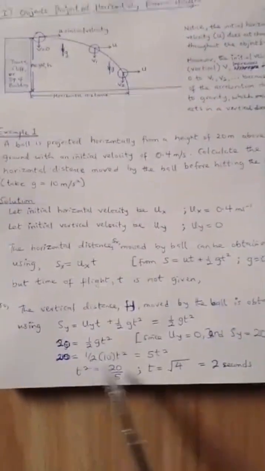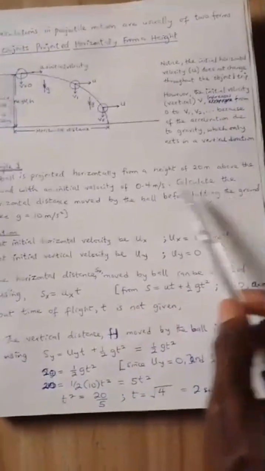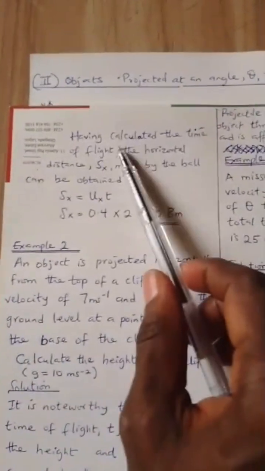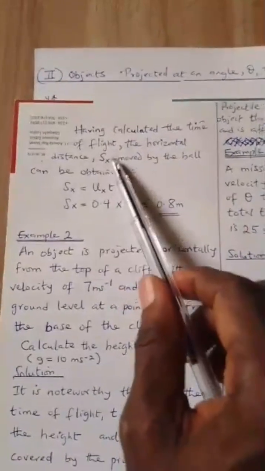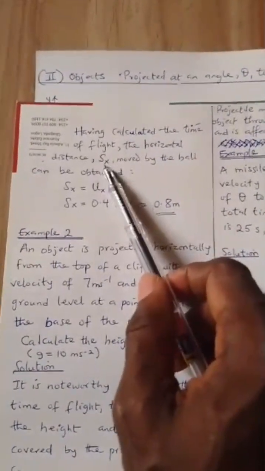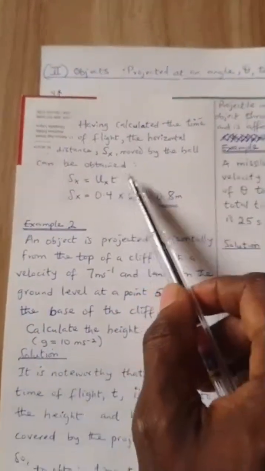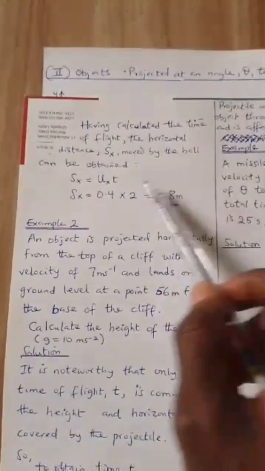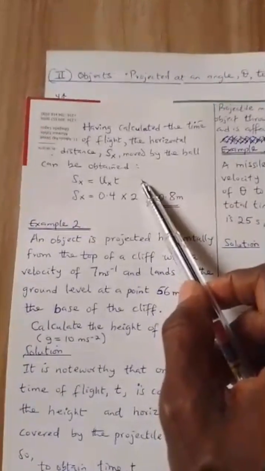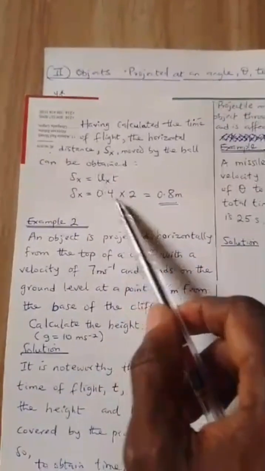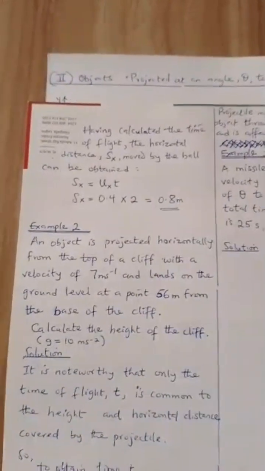So we've gotten the time, so we can use that to get the horizontal distance, because the question says calculate the horizontal distance moved by the ball. So let's slot it into the same second equation of motion. Having calculated time of flight, the horizontal distance sx, the distance in the horizontal direction moved by the ball, can be obtained as sx equals uxt, because of course the half gt squared is gone, since there's 0 acceleration in the horizontal direction. So slot that in: 0.4 times 2, because 0.4 is our initial velocity, so that gives us 0.8.